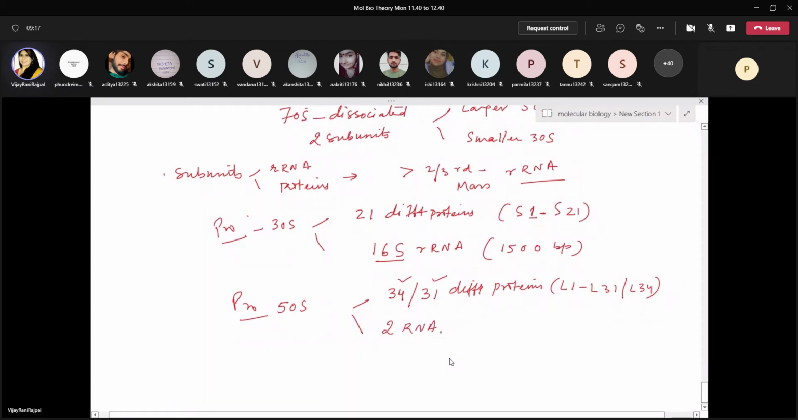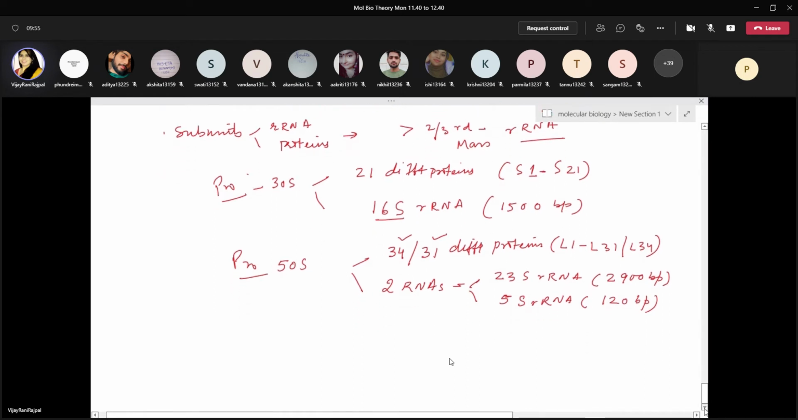And in addition to this, 2 RNA molecules. Instead of 1 now, in the large subunit, you have 2 RNA molecules, a 23S ribosomal RNA molecule of the size 2900 base pairs, and a smaller 5S ribosomal RNA molecule of the size 120 base pairs. They take part in the formation of the larger subunit of prokaryotes, the ribosomal subunit of prokaryotes.